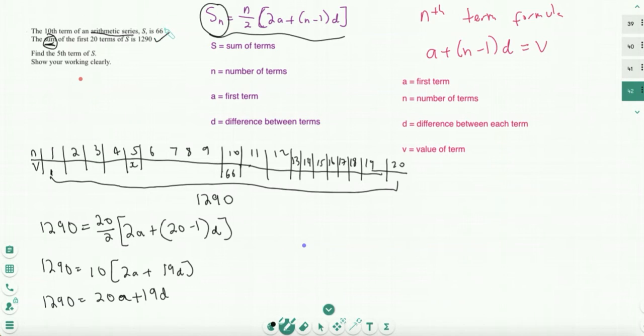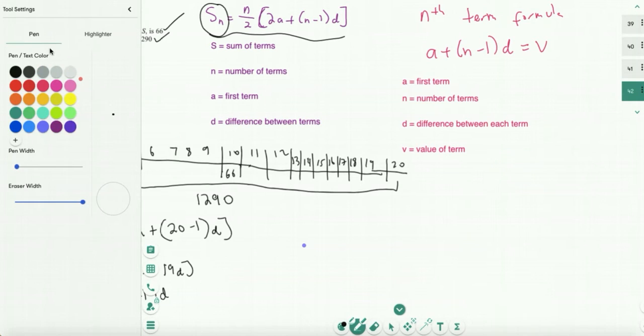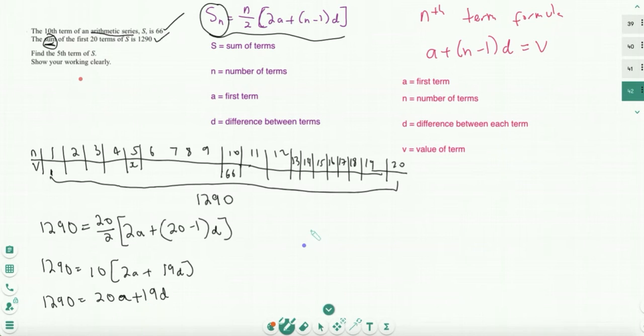The 10th term of an arithmetic series is 66. Now guys, there's a little formula you can use. It's not on your formula sheet for the nth term, okay? You can use this formula to help you plug in some numbers and maybe we can create something. So we call this the nth term formula: a plus n minus 1 d. a is the first term, n is the number of terms, d is the difference between the terms, and v is the value of the term, all right?